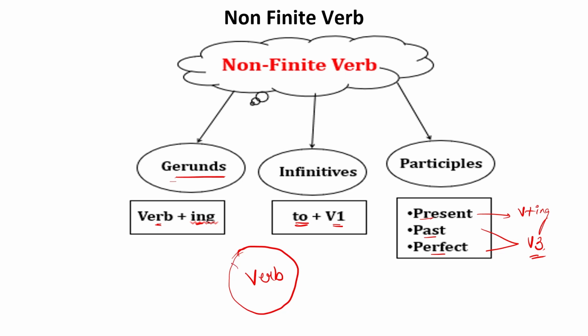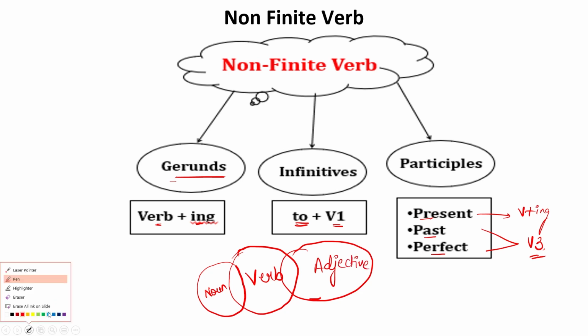This is verb, and this is noun. And this part is adjective. We have three parts. One is verb, another is noun, and another is adjective. Now we can see this common part, and the rest are individual. Now we know well that verbs are actions.